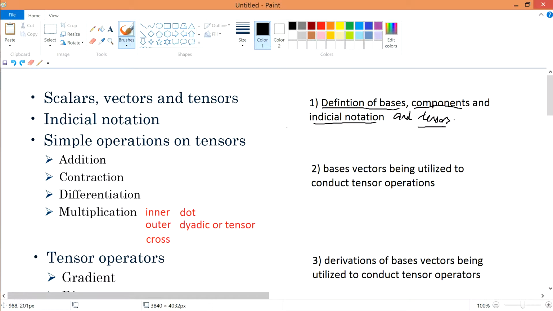To the best of my knowledge, this is a summary of tensors and its related stuff. I'll just start off with the definition of basis, components, index notation, and tensors.